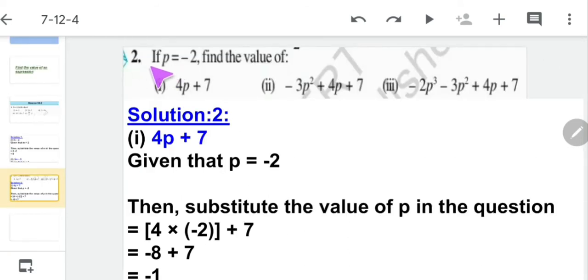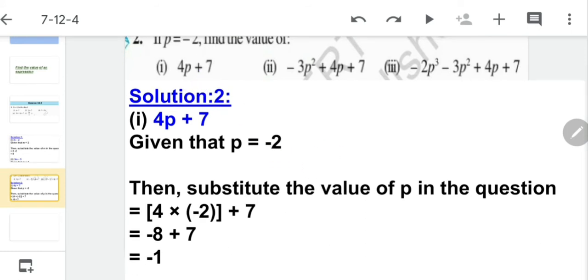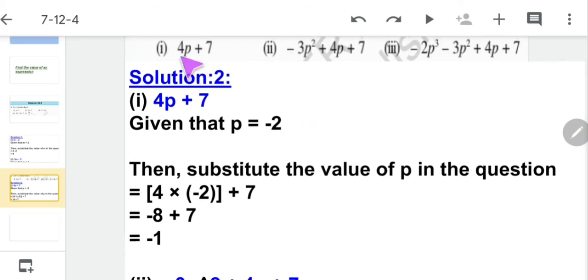Let's look at the second question of this exercise. In this question, we have been given the value of p, which is the variable for all the three parts. The value of p is -2 and we have to find the value of these expressions. Okay. So the first part is very easy. We just have to put -2 in place of p. So it will become 4 into -2, that is -8 plus 7. So -8 plus 7 gives us -1.